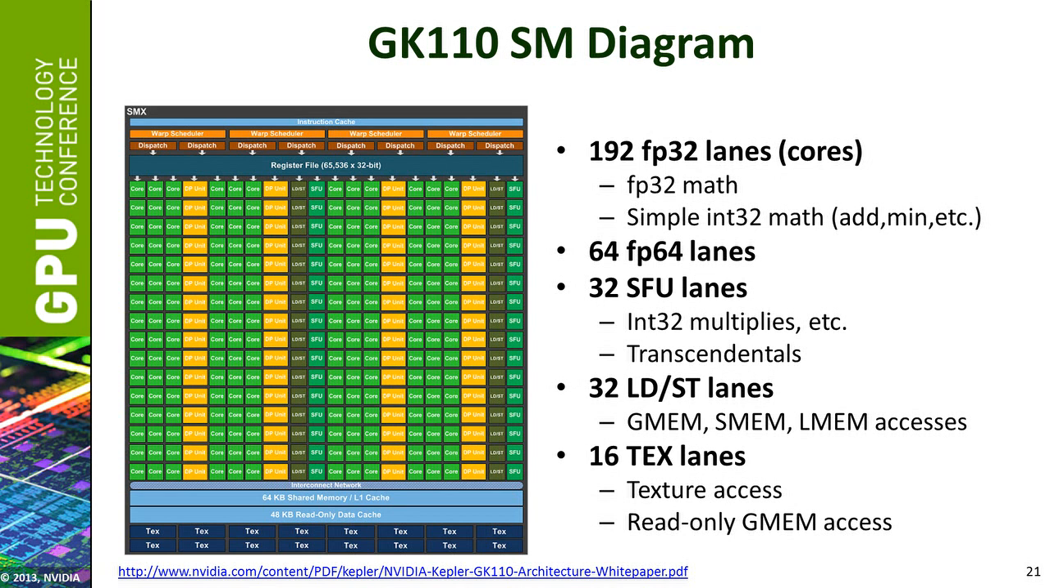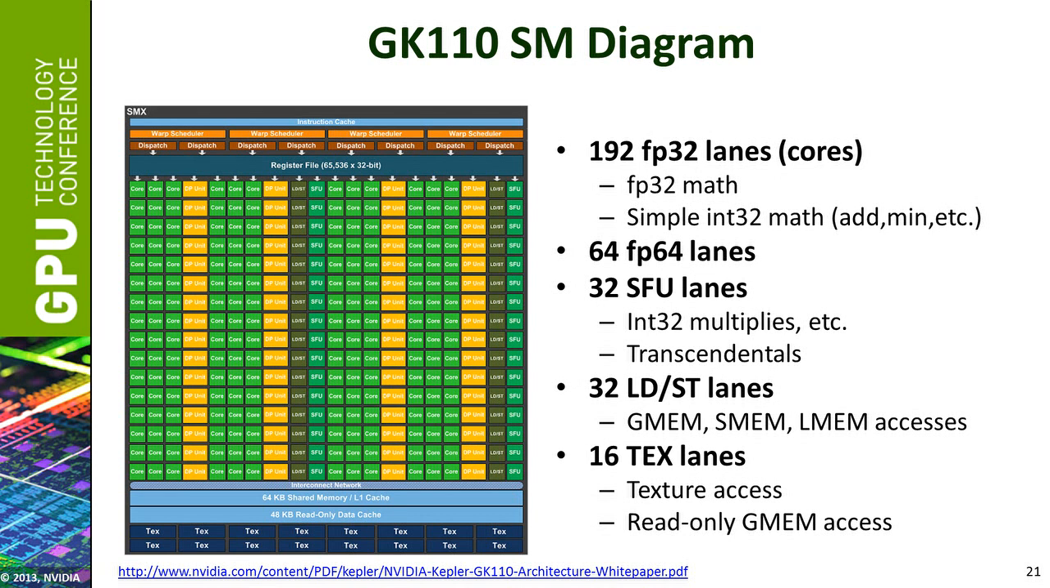Then we have SFU, or special function unit pipelines, of which there are 32. These are the slightly different greens over here, and these guys over here. So there's a total of 32 of those, which means that in any given clock tick you can issue 32 threads worth of instructions to those pipes. And they do things like integer multiplies, transcendentals, sine, cosine, and so forth.